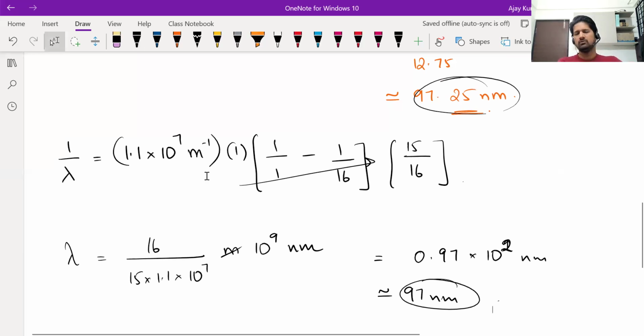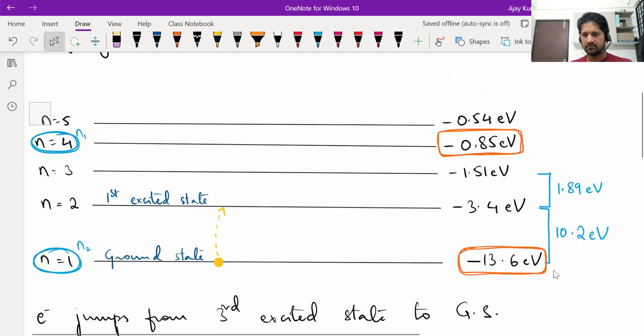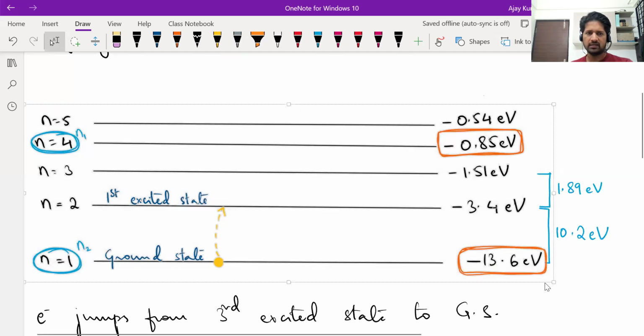So if you want to just find out the wavelength emitted when an electron makes a certain transition, you can use this formula directly. You don't have to always calculate energy. So here we have derived the energies of certain orbits in a hydrogen atom.